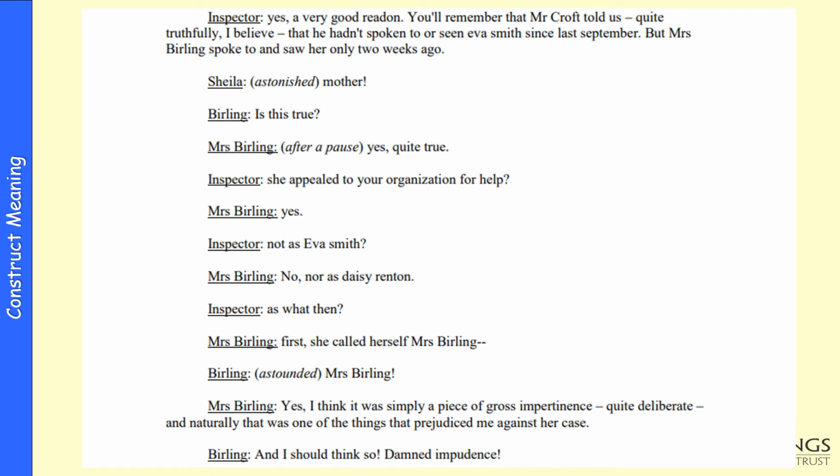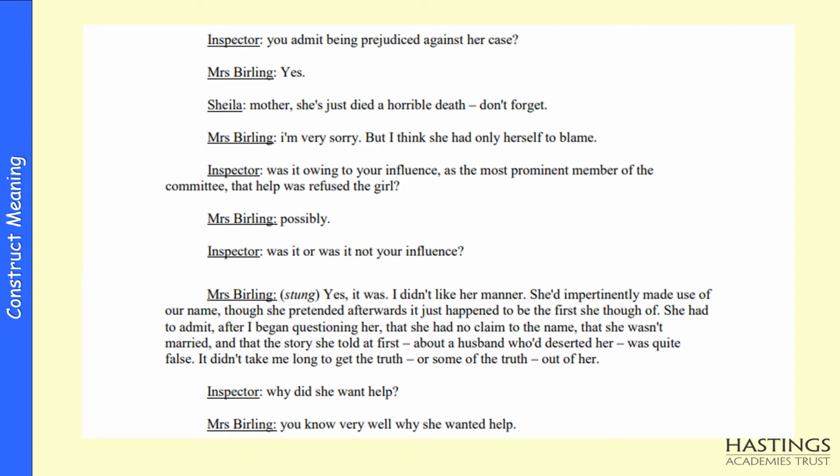Mrs. Burling? It was gross impertinence. Naturally, that was one of the things that prejudiced me against her case. I should think so. Damned impudent. Being prejudiced against her case. Yes. And was it owing to your influence as the most prominent member of the committee that help was refused the girl? Yes. I didn't like her manner. She'd impertinently made use of our name, though she pretended afterwards it just happened to be the first she thought of. She had to admit, after I began questioning her, that the story she told at first about a husband who deserted her was quite false.